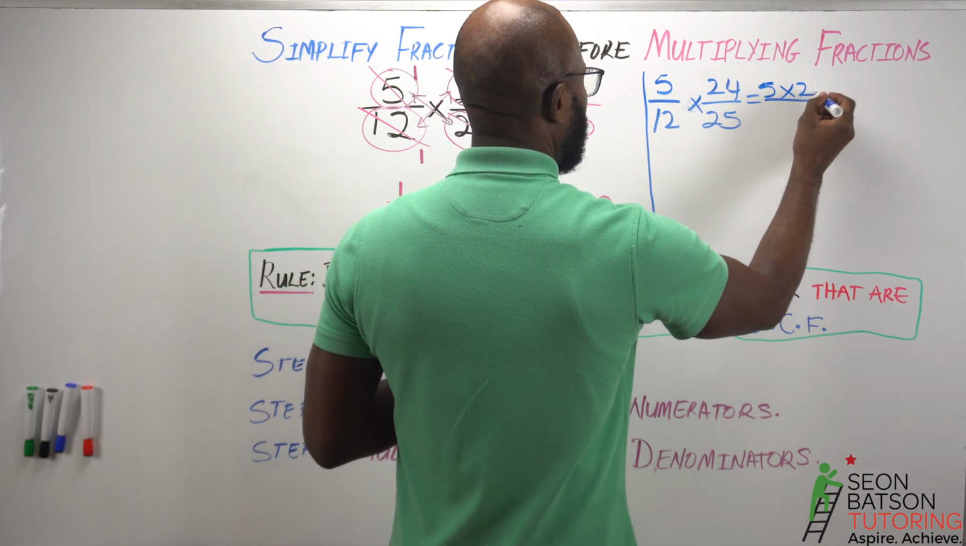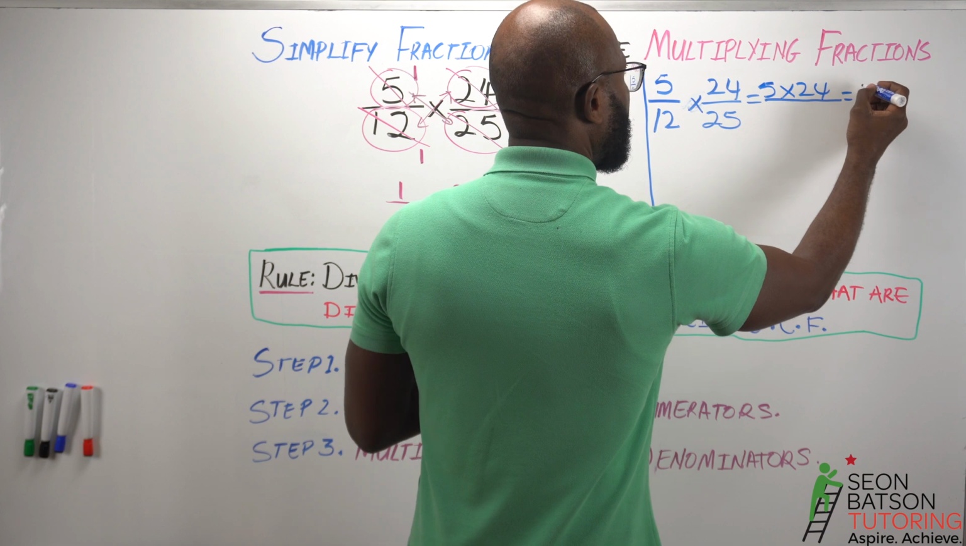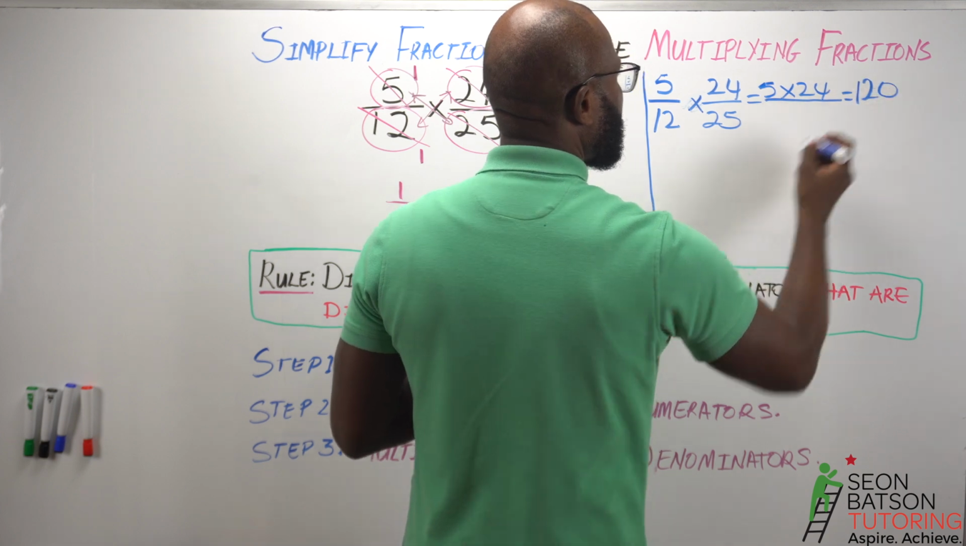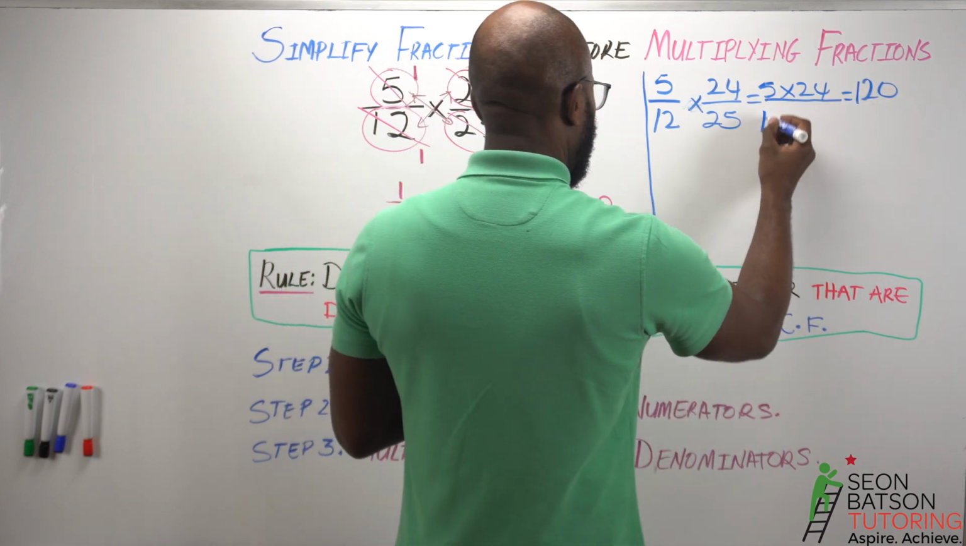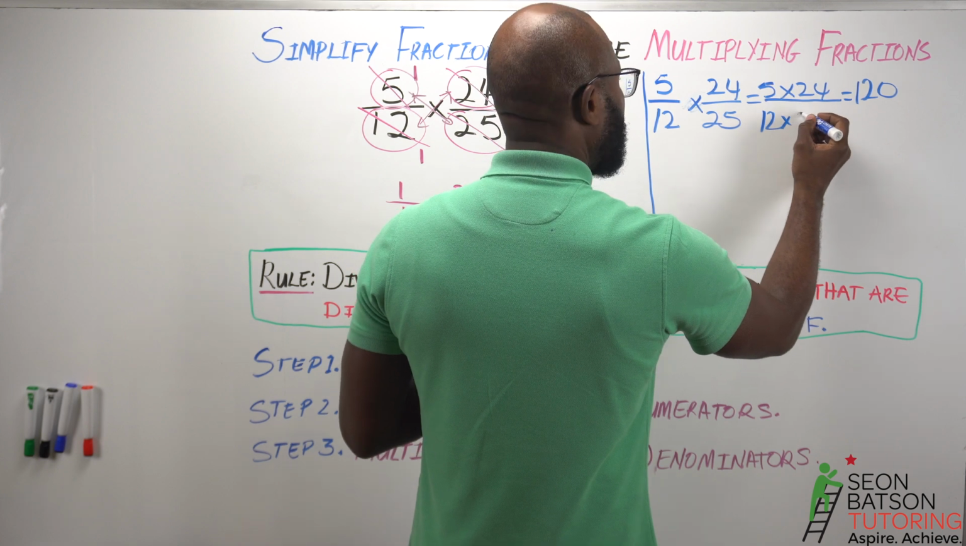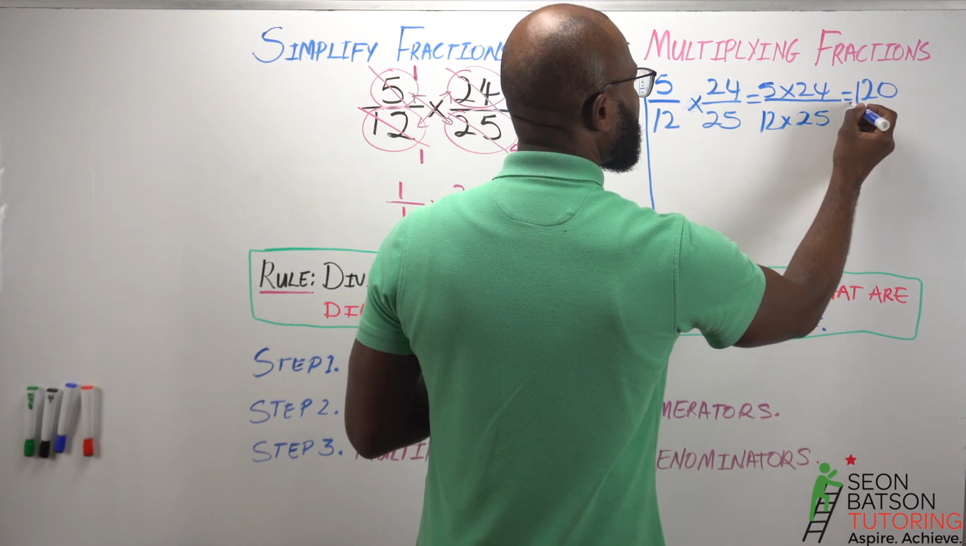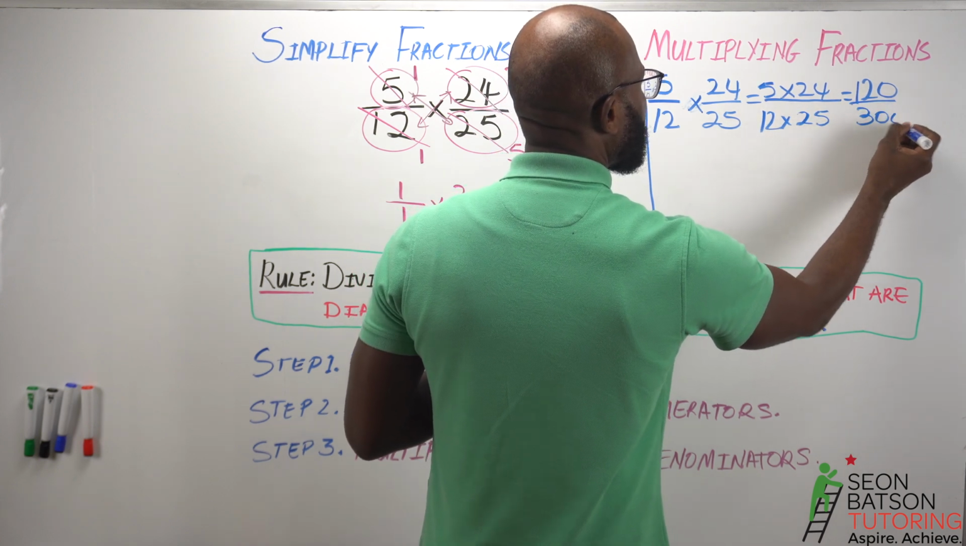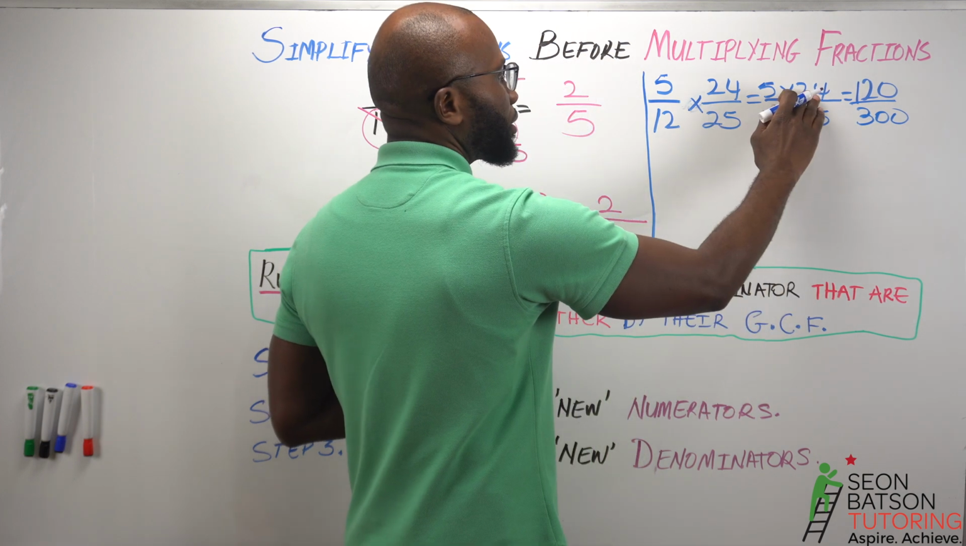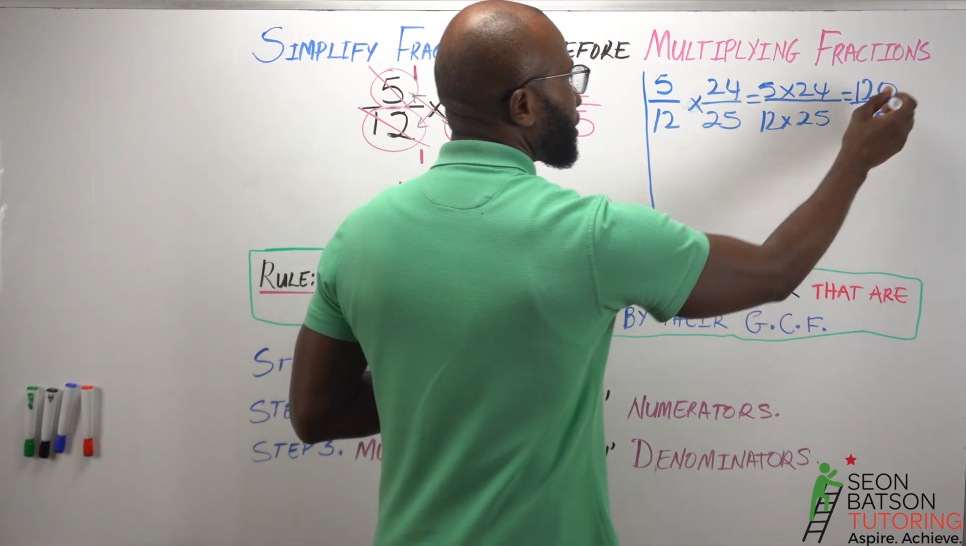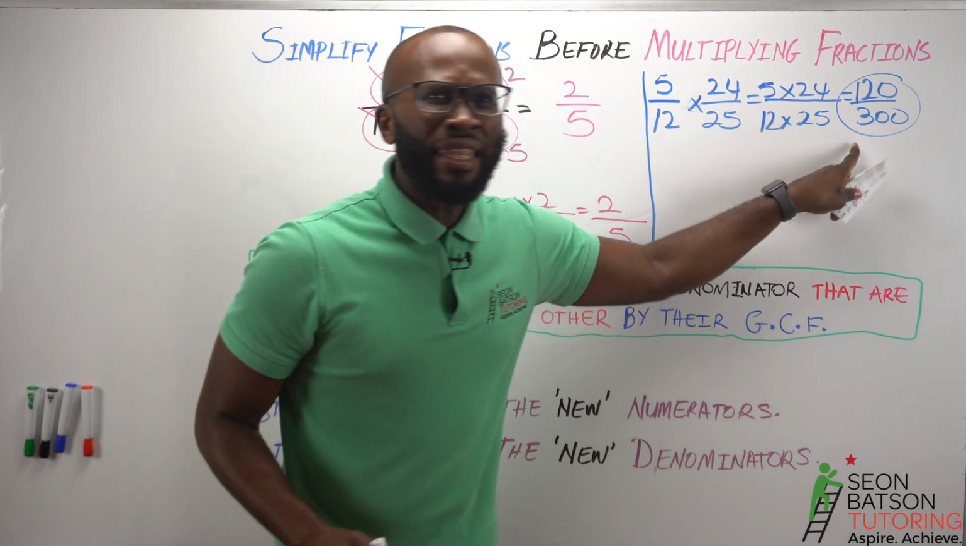Yes? Again, when we multiply fractions, we can multiply the numerators. 5 times 24 will give us 120. And then 12 times 25 will give us 300. You multiply the numerators, you multiply the denominators. But look at that monster!